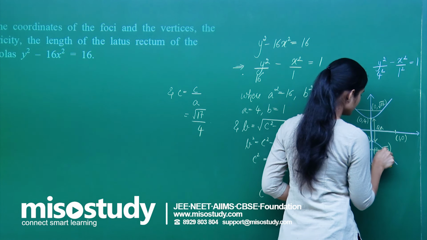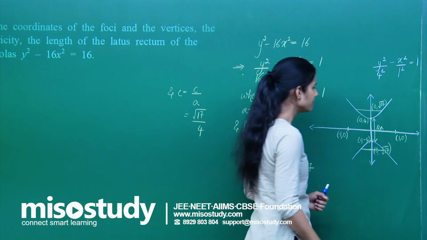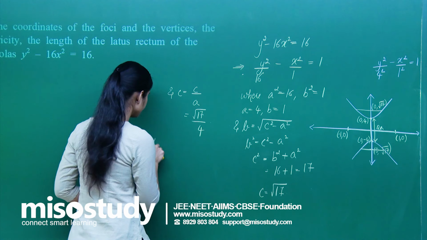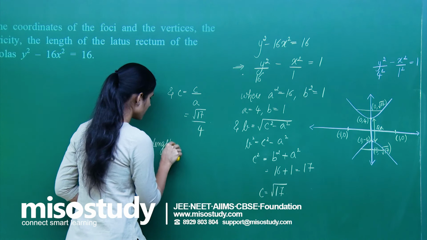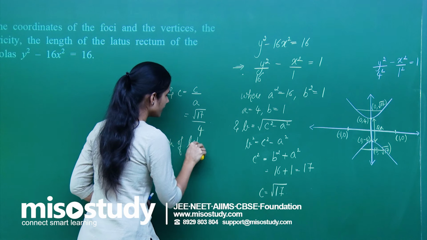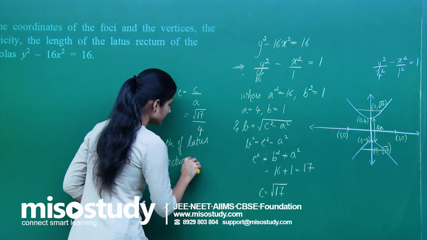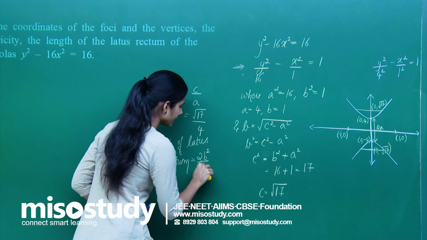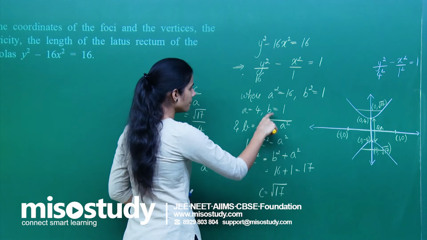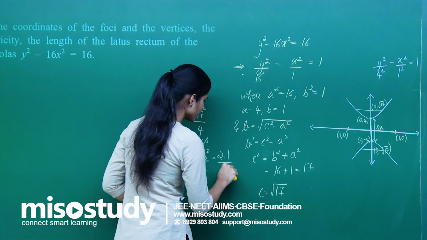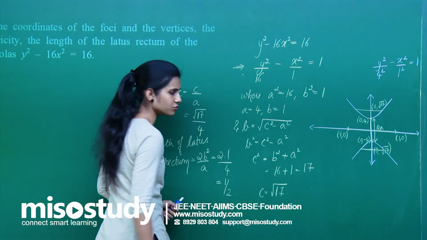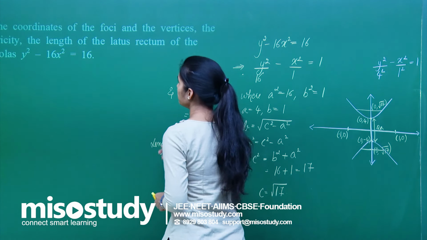Both the latus rectum have exactly the same length. The length of the latus rectum is 2b square by a, that is 2 into b square, which is 1, by a, which is 4, so this gives you 1 by 2. So now let's get back.